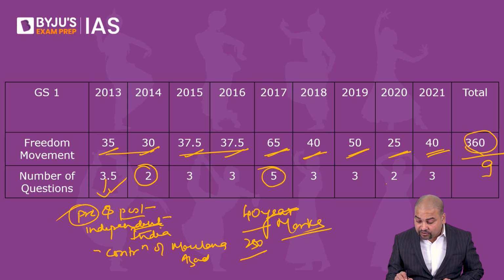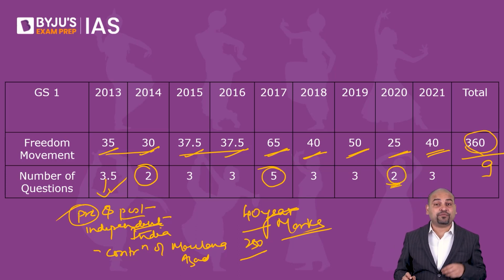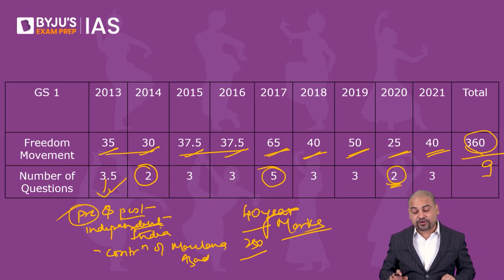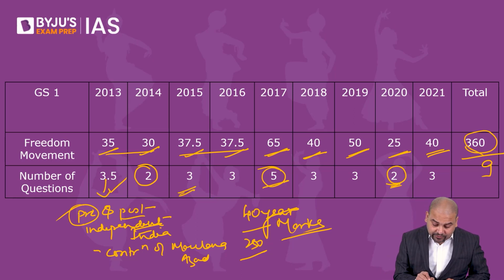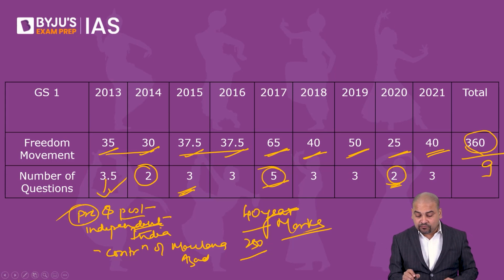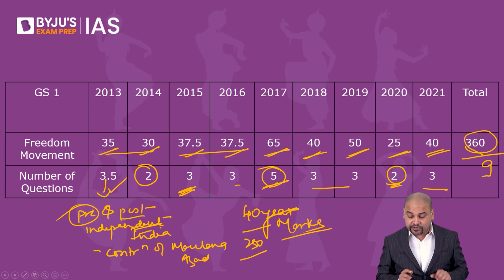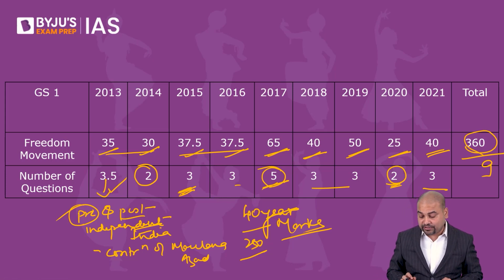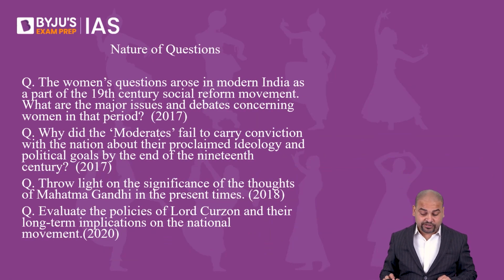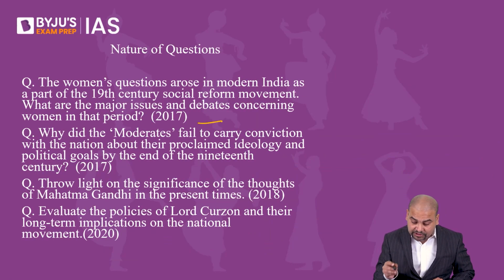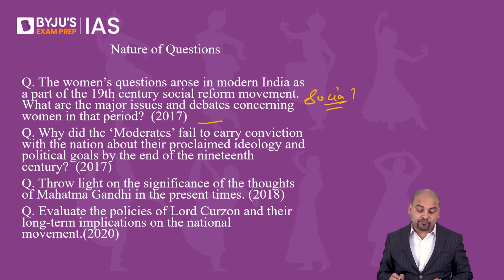And in 2020 also the questions were only 2. So in 2 years, 2014 and 2020, the number of questions were only 2, and 3 questions in all the other years. So usually it's 3, and this was an anomaly year where 5 questions came from modern Indian history. Moving forward, nature of the questions. You can see a 2017 question has come on socio-religious reform movements.